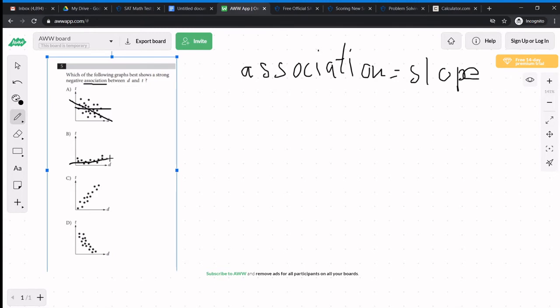This one, it's pretty simple. It's going to go like this, positive. This one's positive. This one, however, is a pretty strong negative slope. So we're going to choose D. Again, when it says strong, that means more negative. That's all that it's asking for. So that's why D is going to be our answer.